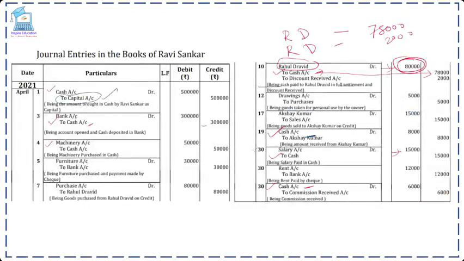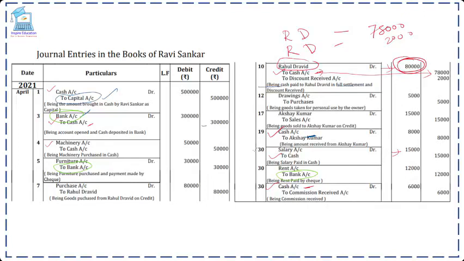Next entry, bank. How many entries are there? First identify this. This is the bank account. Next, here is also one bank. Any more bank account? Yes. So 1, 2, 3. There are 3 bank transactions. So we are just going to post these things.